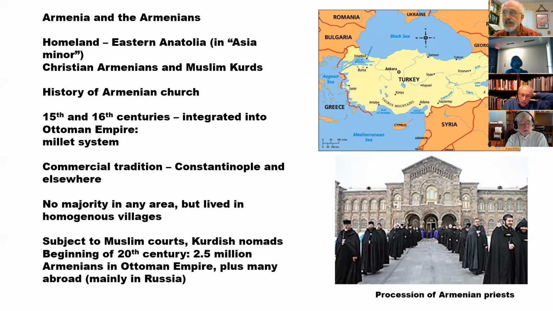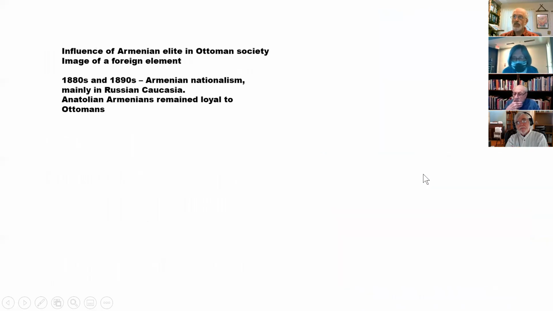At the beginning of the 20th century, we have about 2.5 million Armenians in the Ottoman Empire, plus many abroad, mainly in Russia. See where it says Armenia. This is where modern day Armenia is. And of course, people move across the borders. It's not as though the Armenians were oppressed all the time. There was an Armenian elite in Ottoman society.